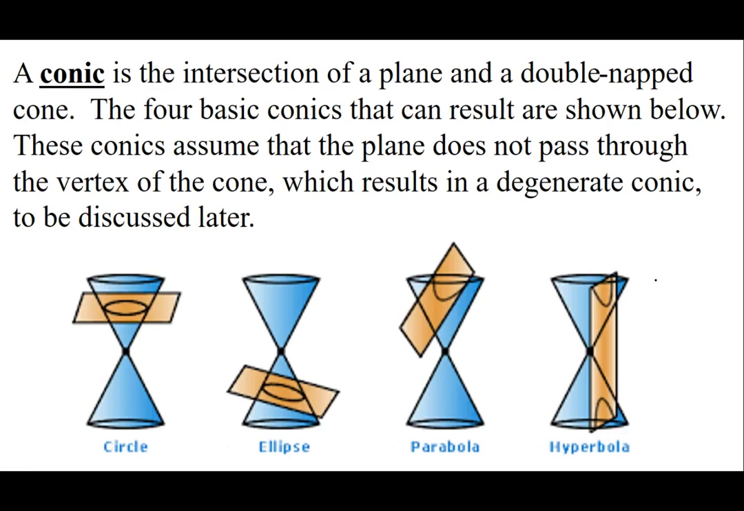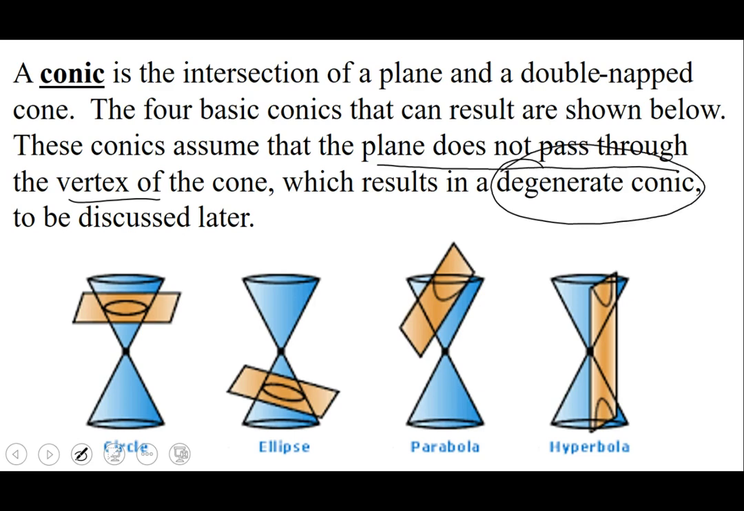So here, again, in section 10.2, we're starting our discussion about the conics. A conic is the intersection of a plane and a double napped cone. There are four basic conics that can result, and they're all shown below. You have to remember that these conics assume that the plane does not pass through the vertex of the cone, in which case you get what's called a degenerate conic. We'll talk about those eventually, but for now, we're going to focus on the big four.